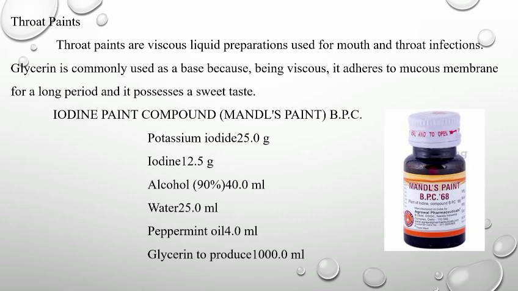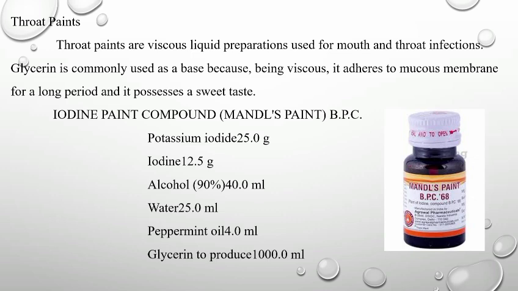Then the last one is throat paints. Throat paints are viscous liquid preparations which are used for mouth and throat infections. Here we are going to see the compound iodine paint, also known as Mandel's paint, based on the British Pharmacopoeia. For the preparation, we have to take potassium iodide, iodine, alcohol, water, peppermint oil and glycerin. With that, we have to make up the Mandel's paint with glycerin to produce 1000 ml.